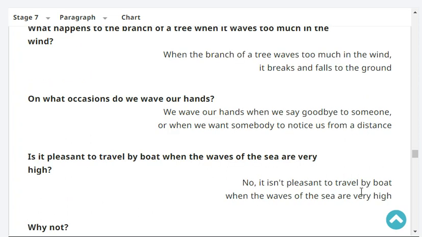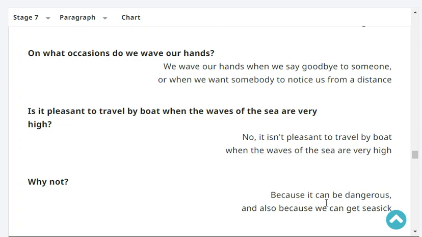On what occasions do we wave our hands? We wave our hands when we say goodbye to someone or when we want somebody to notice us from a distance.